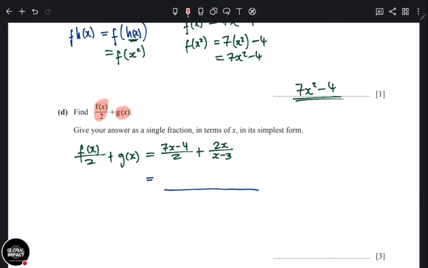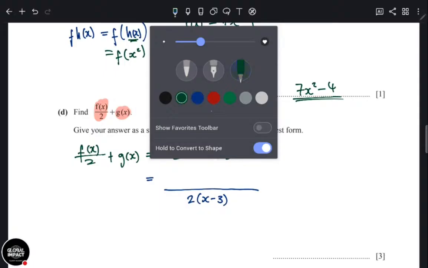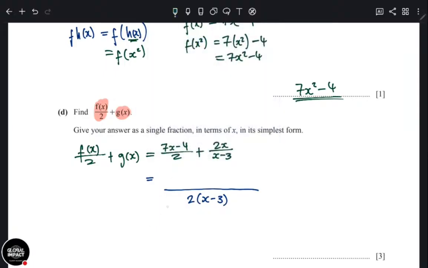So now we multiply the two denominators. What is it going to be? 2 multiplying x minus 3. The first denominator is 2, the other one is x minus 3. You multiply them together. Then in the numerator, what are you putting? Let me make it easy. You take this, you multiply by this. Then you take this, you multiply by this.